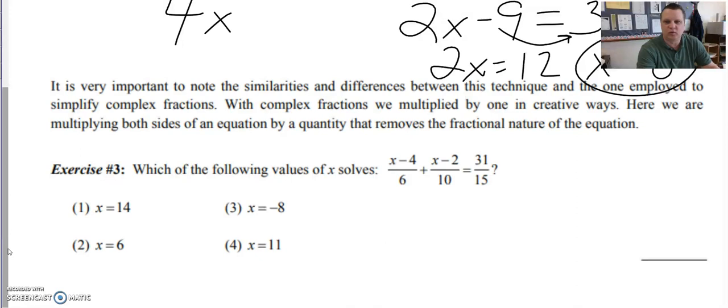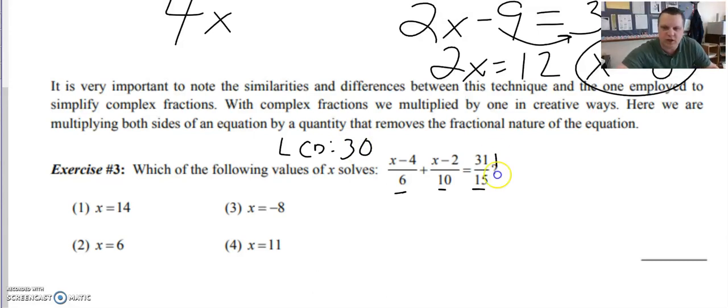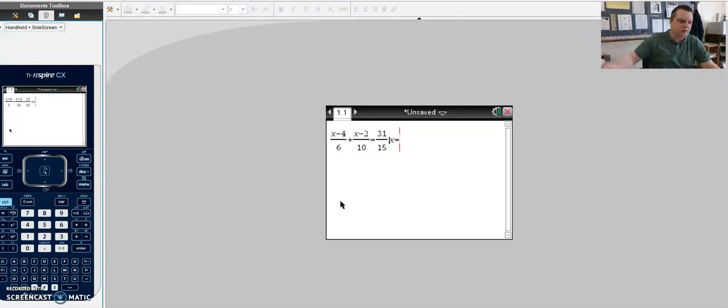So exercise 3, multiple choice. You can do the same thing if you want to do all the work. You get the LCD of 6, 10, and 15 to solve for all these, which would be 30, and then keep going and solving. Or what you can do is put this all in your calculator and do the good old plug in the answers. So to show you how it works, most of you know, but some of you still struggle with it. There's your equation that we plug in.